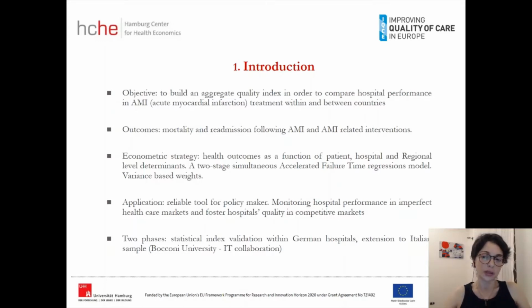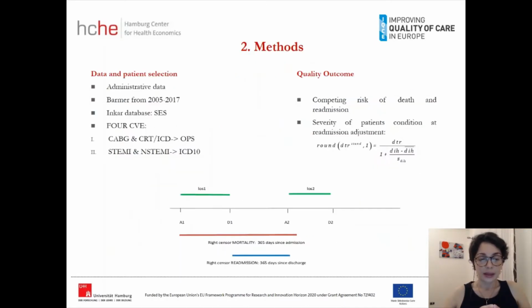In the first part, we tried to validate the index within German hospitals, and in the second stage, we extended the methodology to the Italian sample. In the first phase, we used administrative data from a BAM insurance database, and we considered a period of time spanning from 2005 to 2017. We also completed the patient level information with the INCR free databases for the German sample.